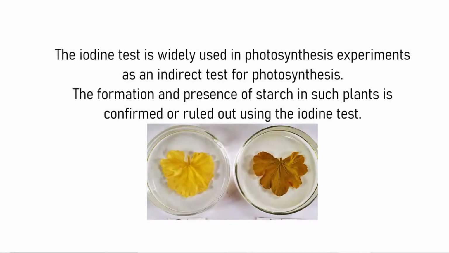The iodine test is also popularly used in plant physiology experiments as an indirect test to check if a plant is photosynthesizing. Starch is formed as reserve food material primarily in the leaves of plants during photosynthesis. The formation and presence of starch in such plants is confirmed or ruled out using the iodine test.